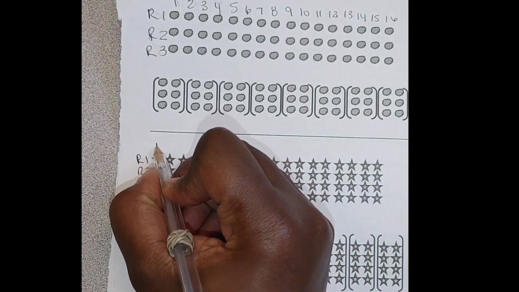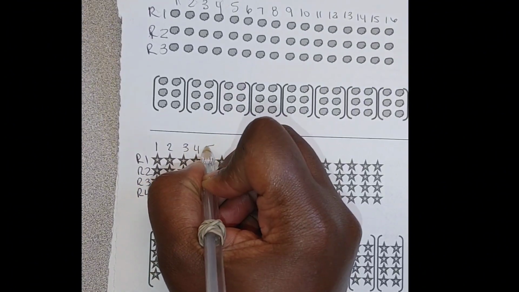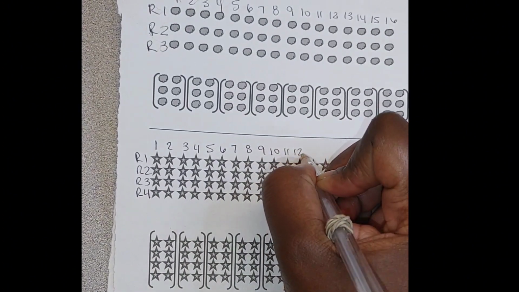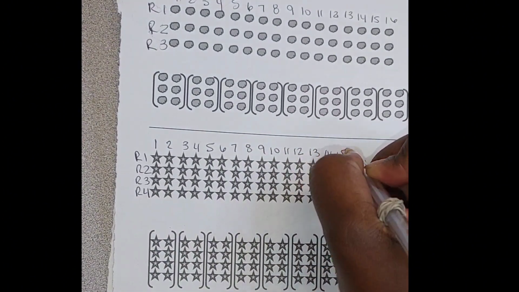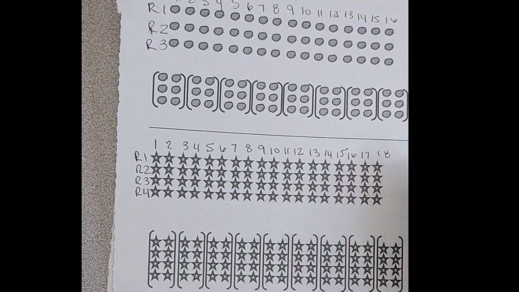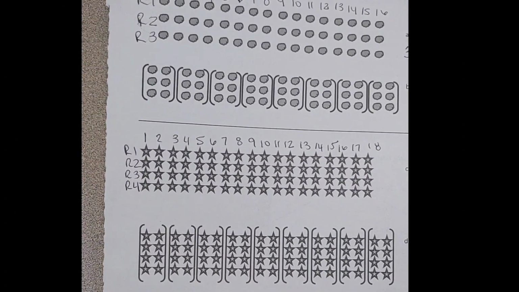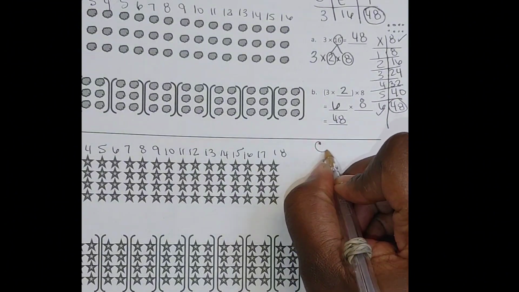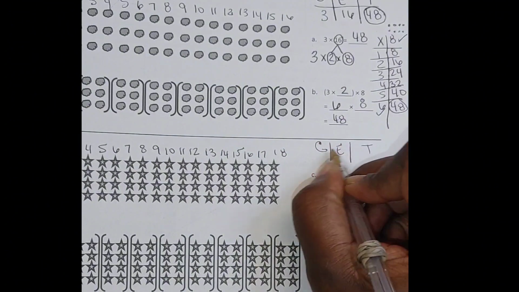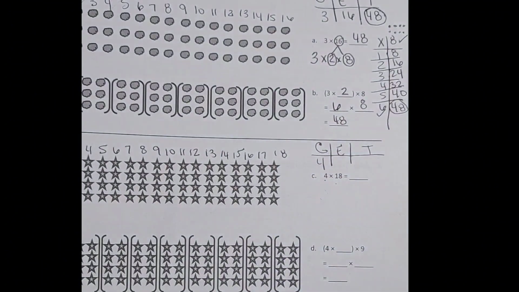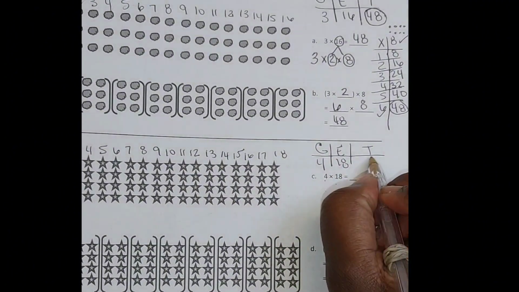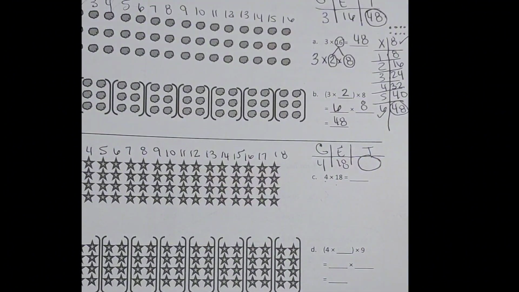So we have 4 rows. 1, 2, 3, 4, 5, 6, 7, 8, 9, 10, 11, 12, 13, 14, 15, 16, 17, 18. So we have 4 rows with 18 stars in each row. Get chart just to show how they are related. 4 groups, 4 rows, and we have 18 stars in each row or each group. 4 times 18.